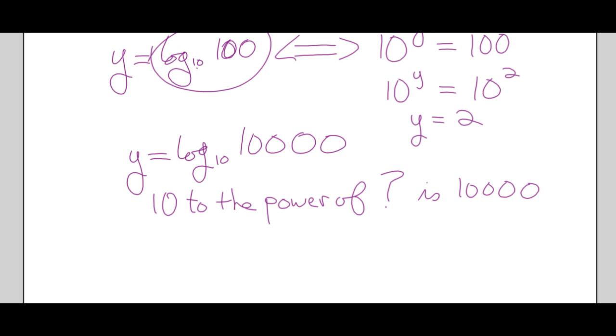Use your fingers. 10, 100, 1,000, 10,000, right? Tough stuff, this. Okay, so we say then y, which is the exponent. What exponent? It's the exponent we raise the base 10 to in order to get the number 10,000. So y is equal to 4.